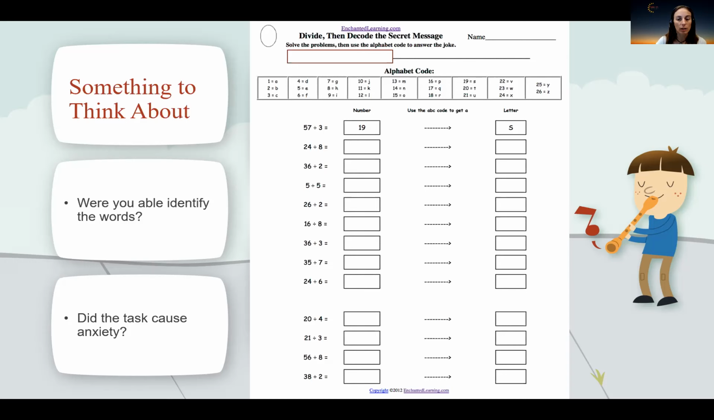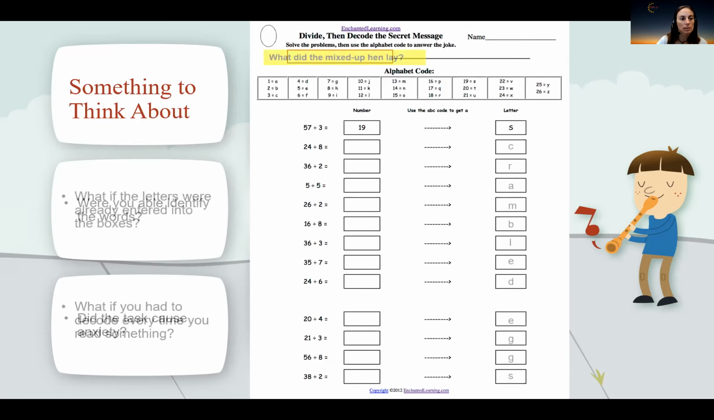So the actual question was, what did the mixed up hen lay? Ta-da. She laid scrambled eggs. So I hid the initial question because it was very easy to figure out the answer with just a few of the first letters filled in. So I wanted to keep that anxiety level going a little bit longer for a few folks.